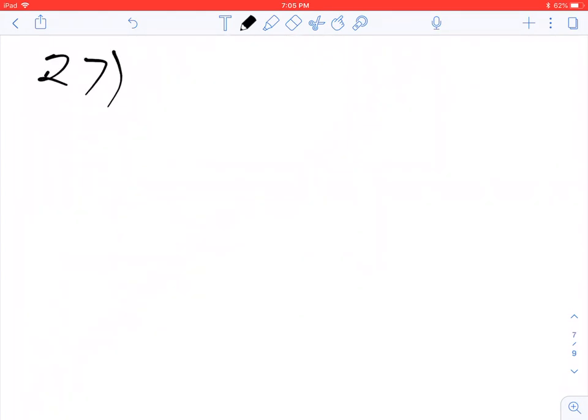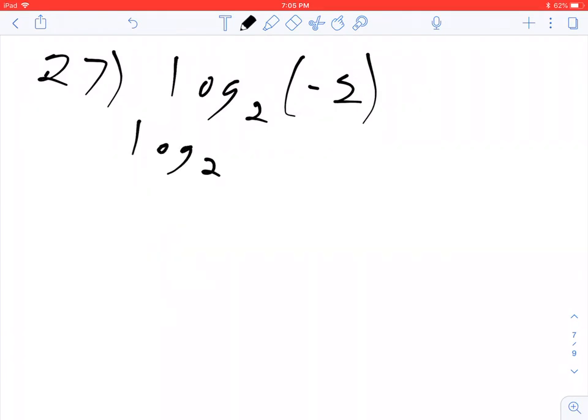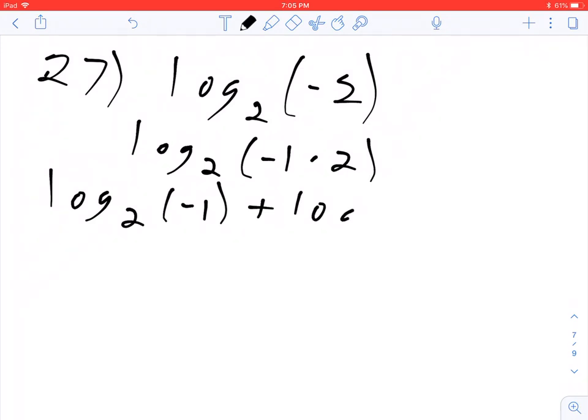27 is log base 2 of negative 2. And this one's a little trickier. The reason being is the negative needs to be separated from the 2. So we're going to have log base 2 of negative 1 times 2. Then we're going to use the product property to split those. So we have log base 2 of negative 1 plus log base 2 of 2. Now, log base 2 of 2 cancels out and turns into 1.